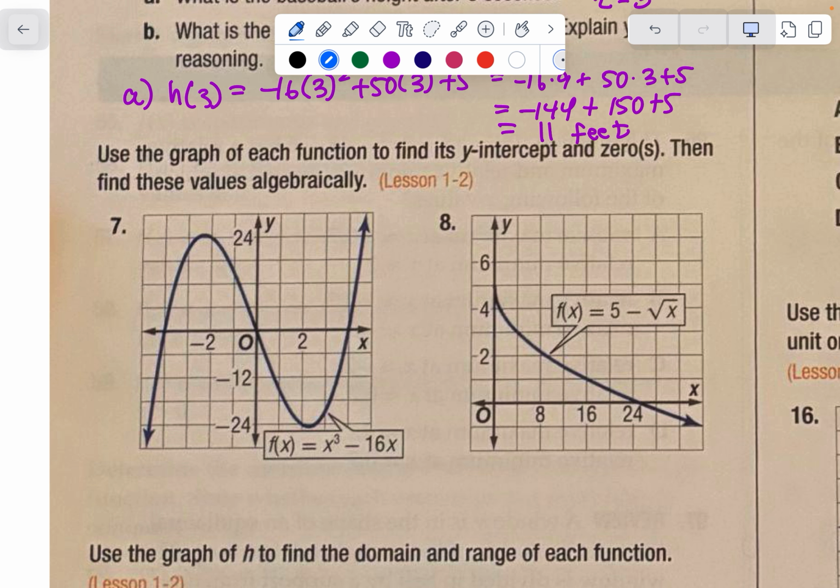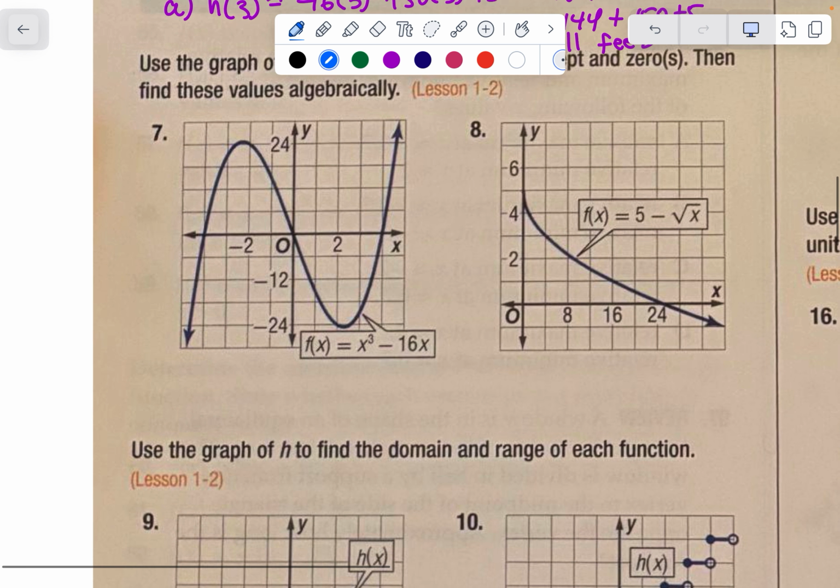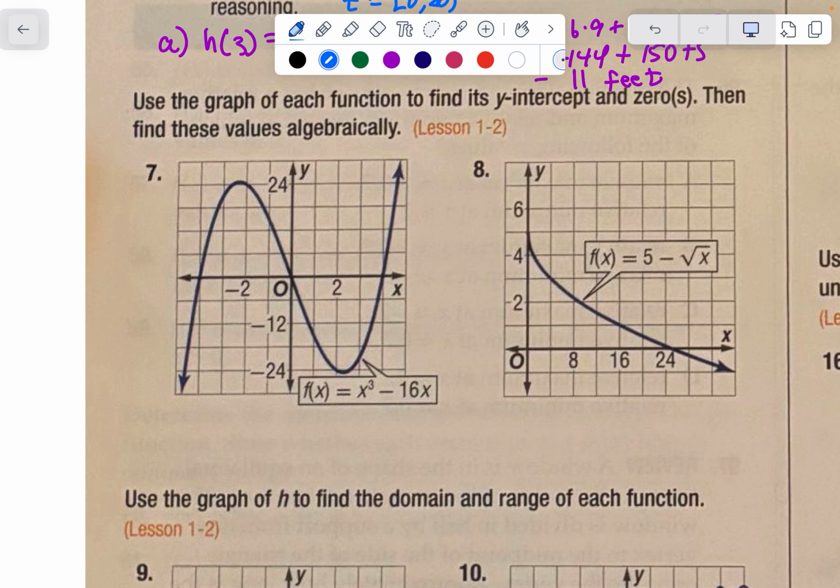So to find them from the graph, the y-intercept for this one is 0, 0. It's the only place we hit the y-axis. Functions will have at most one y-intercept. So where you hit the y-axis, that's your y-intercept. Zeros are just a fancy way of saying x-intercepts. So you're just looking for where we hit the x-axis. So we can put a little dot.